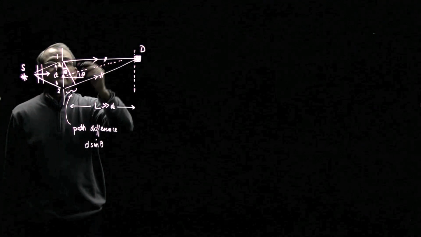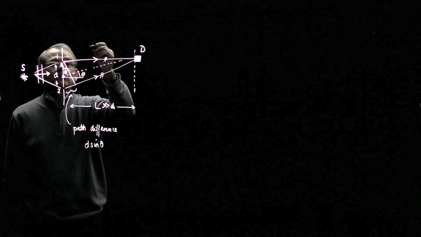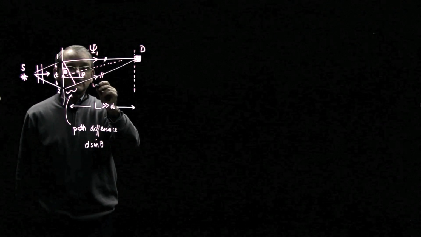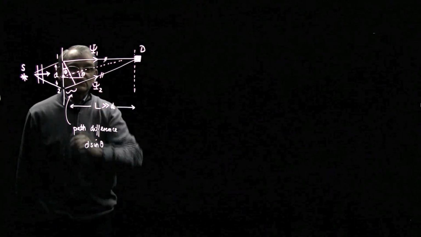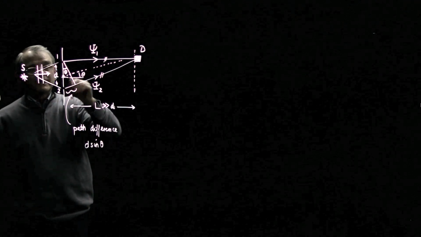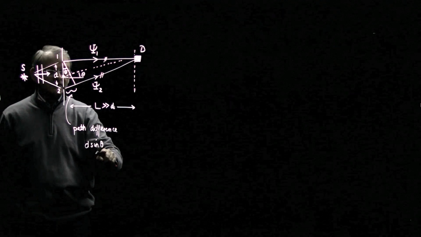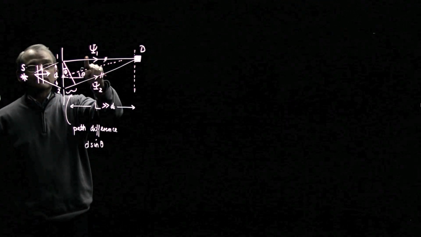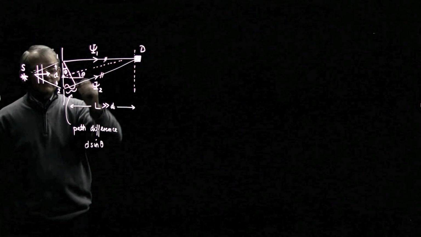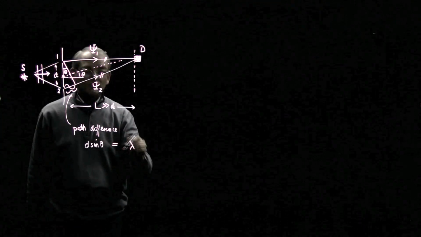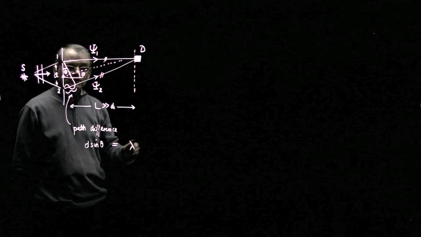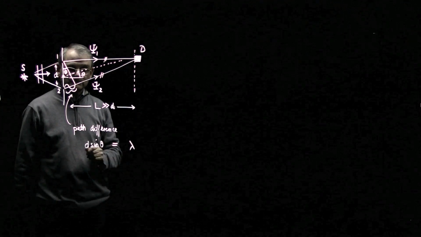In other words, if I call this ray 1 associated with wave function psi 1, and I call this ray 2 associated with wave function psi 2, then this electron wave travels this extra distance d sine theta with respect to this wave function. If it accommodates a whole number of wavelengths, then when the waves arrive at the detector, they're in phase and they superpose to produce a maximum constructive interference.